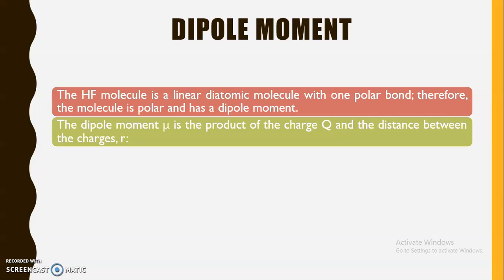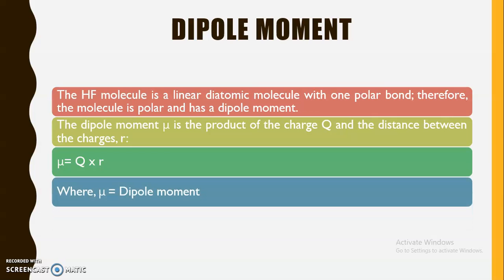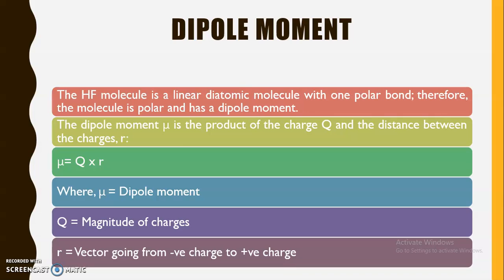The dipole moment mu is the product of charge, that is Q, and the distance between the charges. Here the charges are on our atoms, the hydrogen as well as the fluorine, because they have a partial positive and a partial negative charge. So mu is nothing but Q into R, where mu represents the dipole moment, Q is the magnitude of the charges, and R is the vector going from the negative charge to the positive charge. So this is the theory behind infrared spectroscopy.